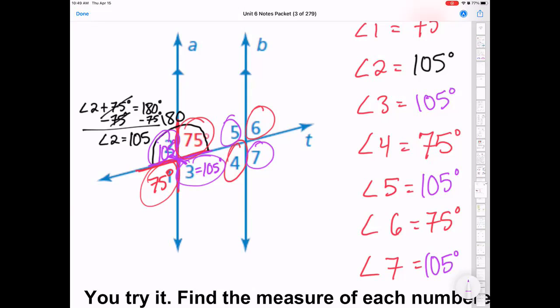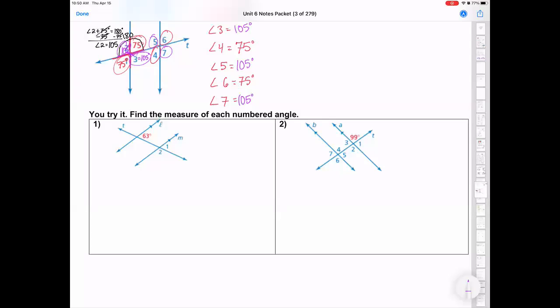But there they are. What I'd love for you guys to do now is go ahead and please pause the video and do the you try. We'll come together in a moment when you are done with these, and then we'll see how we did. So go ahead, try out 1 and 2.